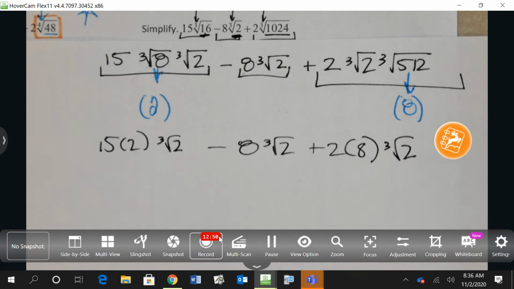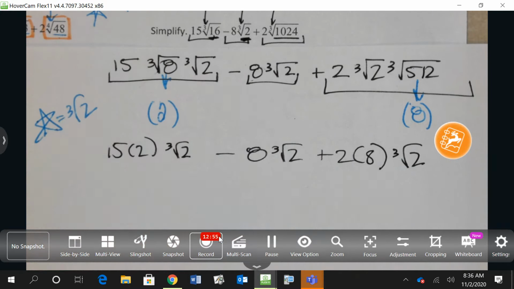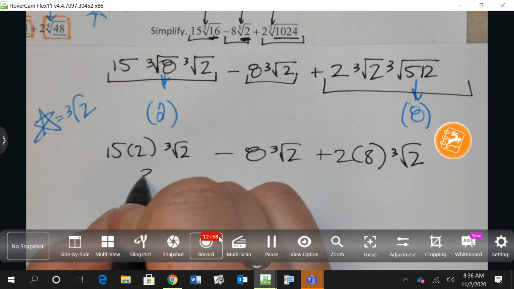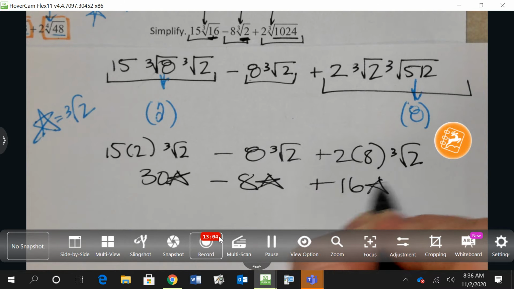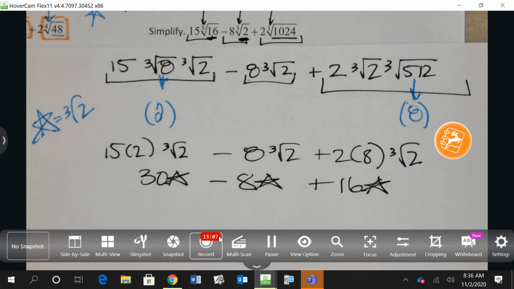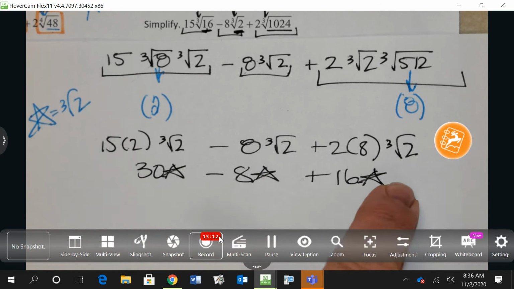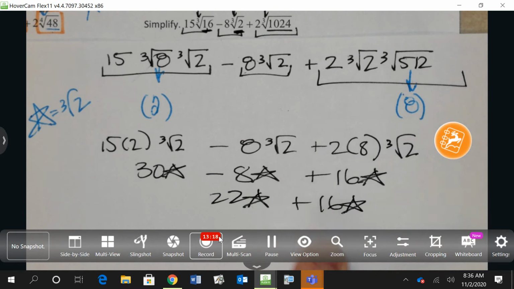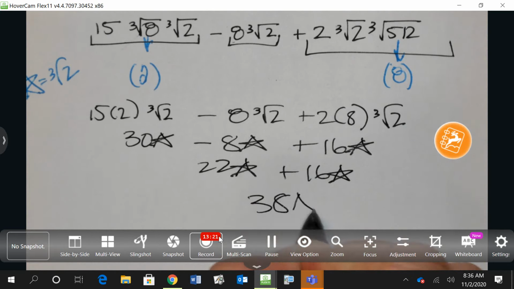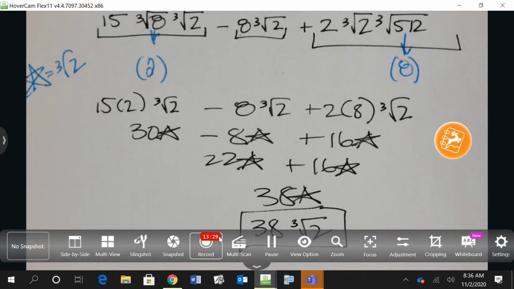Now, do you have to use this method I'm showing you? Absolutely not. But I'm going to say that star equals the cube root of 2. So 15 times 2 is 30. So I have 30 star minus 8 star plus 16 star. And you know from prior math that we can only combine when they have something in common. In this case, it's the star. 30 subtract 8 is 22 with the star. And 16 star combined with 22 star is 38 star. Well, we can't leave it like that. We have to replace star with what it really is, and it is the cube root of 2. Press pause and go back and please write down.